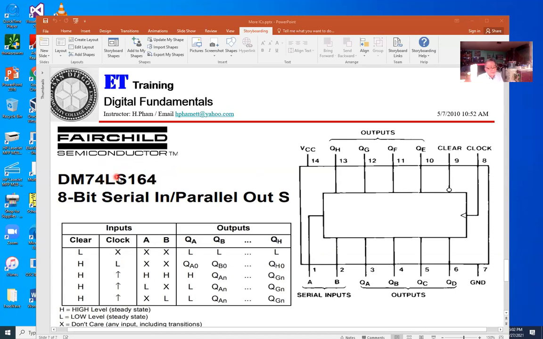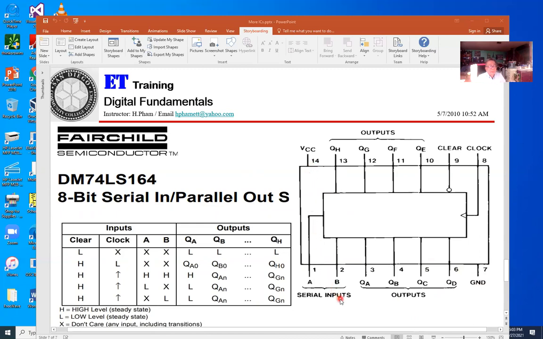However, when they go into the computer, the CPU doesn't know how to deal with serial. So that's why they need an IC to convert serial to parallel. Now, if you're looking at this IC here, you get 14 pins, okay? Pin 7 is ground, pin 14 is 5 volt.